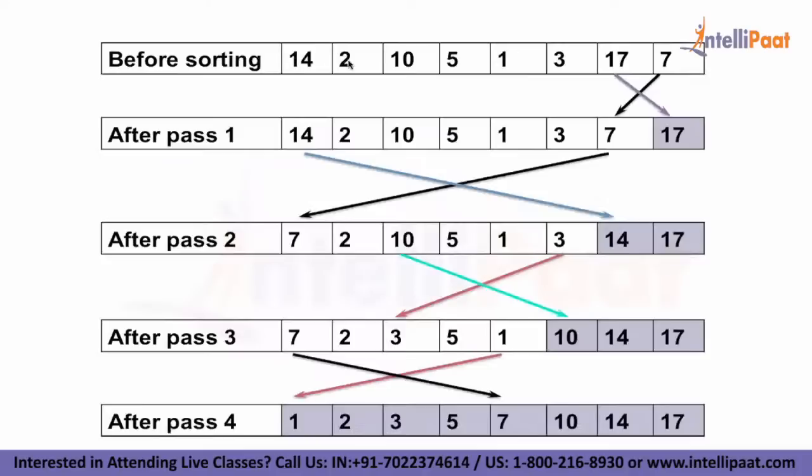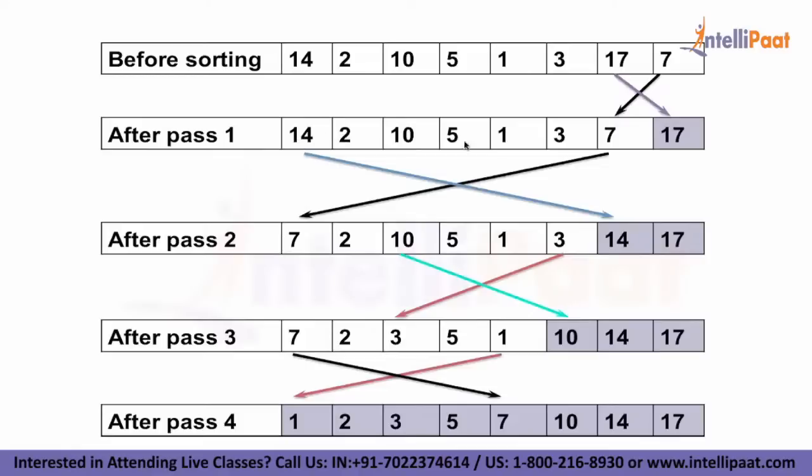Okay, so this is our array before sorting. Now in the first pass, we will be finding the largest element in the unsorted array, which is 17. We will be replacing 17 with the last element. So 17 comes here, and 7 will be replaced with 17, because 7 is the last element and 17 is the greatest element.